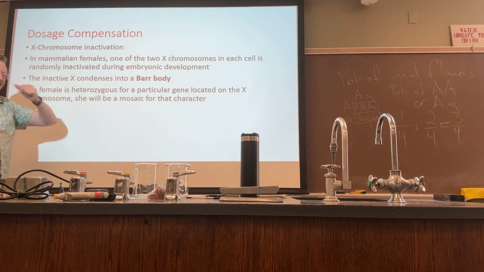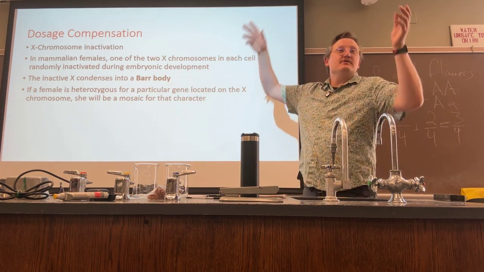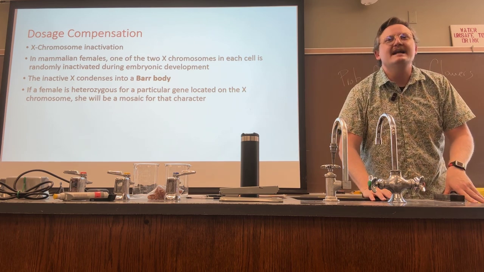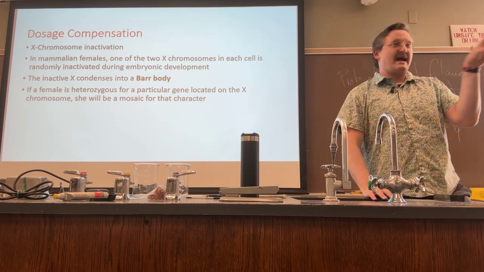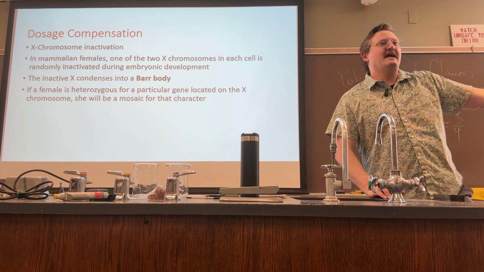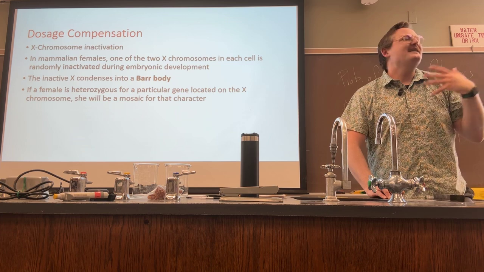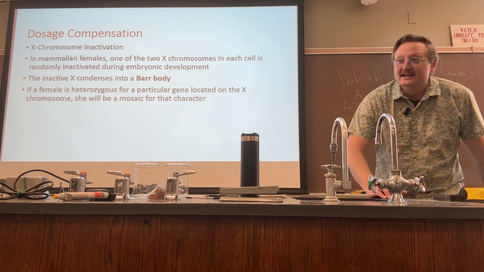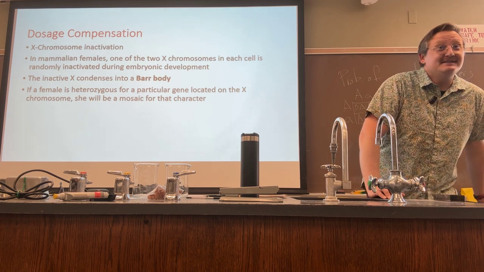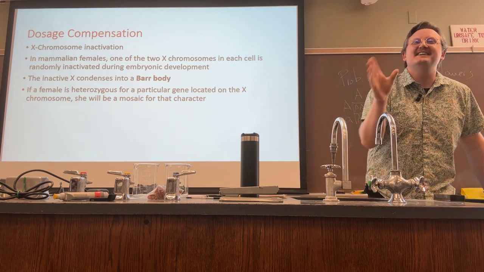Dosage compensation. All right? So, think about our incomplete dominance example, right? Having 2 copies of the red flower gene let you make more red pigment. All right? So in the heterozygote, you make pink flowers. Remember that? Well, now think about the X chromosome. Some people have 2 X chromosomes, and therefore, they could make twice the amount of gene product as XY individuals.